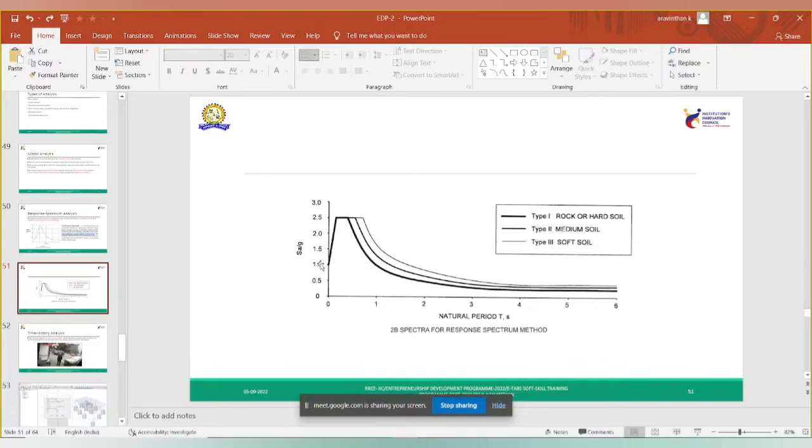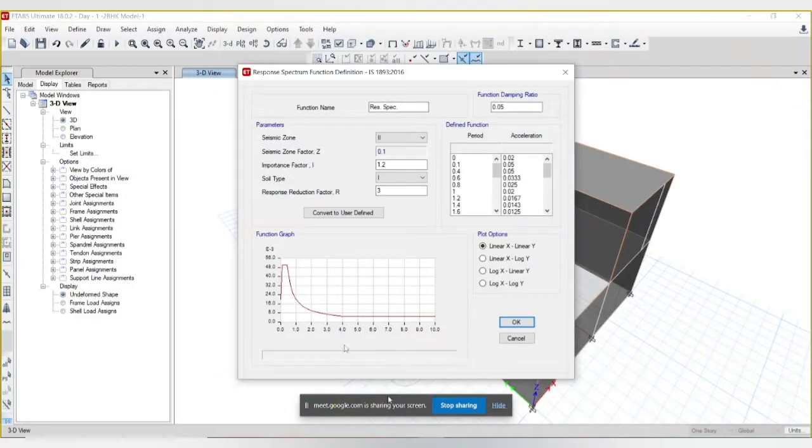There is a difference between equivalent static load and response spectrum. Here you can see that you will have a slope, but in equivalent static you will have a flat portion. When considering this, you can see this function graph is automatically being generated. Note that all the dimensions are in mm square. Whatever units we have given, it will be in similar units. So let me show it. For this specific case, the graph will be drawn.